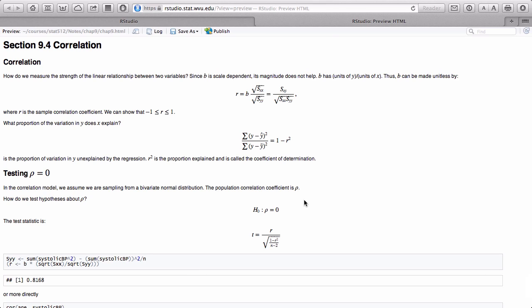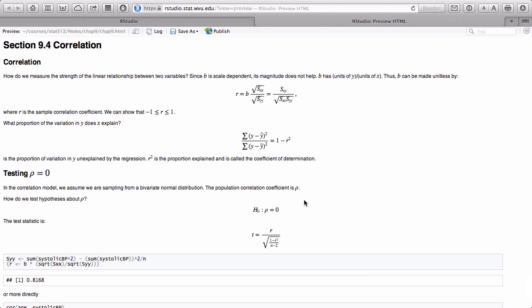Well, it depends on the units of measurement. In other words, B has units of measurement: the units of y over the units of x. So y would be in millimeters of mercury, and x would be in years. If I changed age to, instead of how many years old you are, how many months old you are, then B would become quite different, because the inference wouldn't be different.